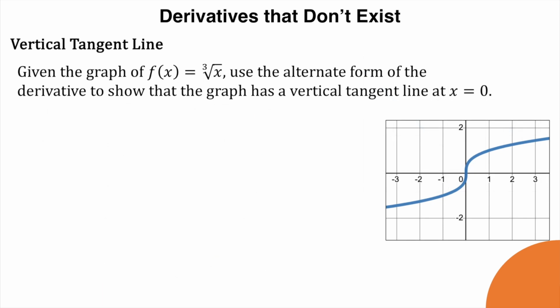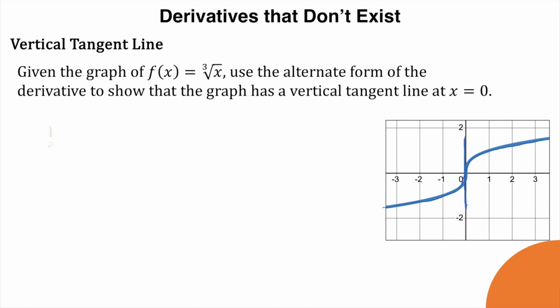Another time a derivative doesn't exist is when there's a vertical tangent line. Now this graph is nice and smooth the whole way. That's lovely. However, at x equals 0, the slope is a vertical tangent line. And a vertical tangent line has an undefined slope.